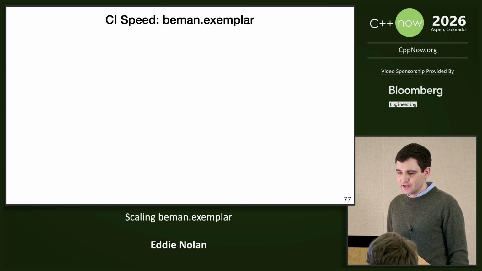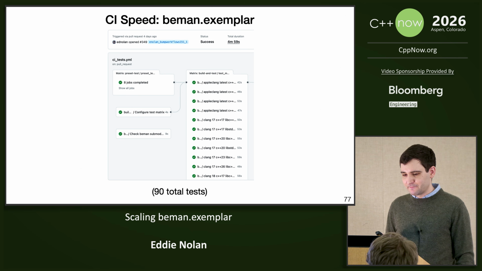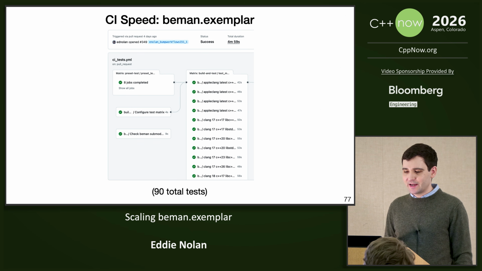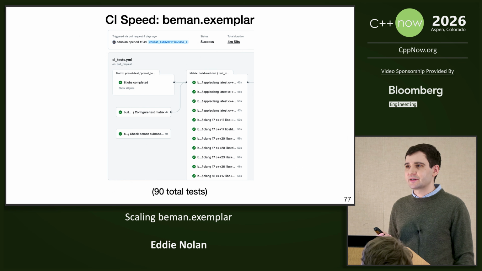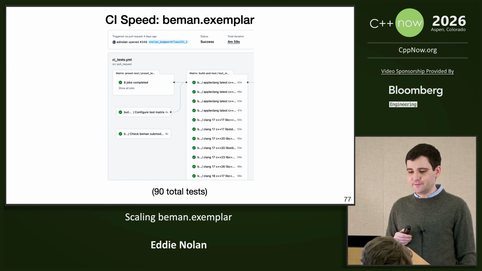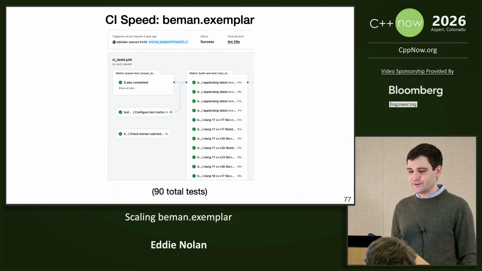And so the CI speed, this is a pretty low overhead setup. With Exemplar, at the time I measured this, we had 90 tests. They all ran in under a minute. And with about 20 CI jobs running at once, if the CI system is uncontended, you get this full CI matrix running in 5 minutes. But Exemplar is a very minimal library, so that's kind of a lower bound.